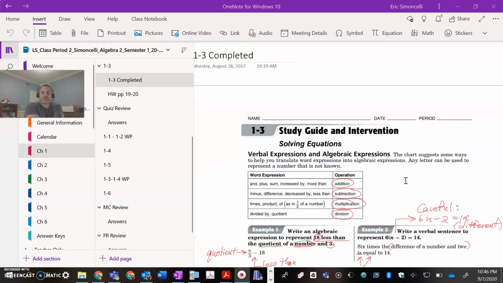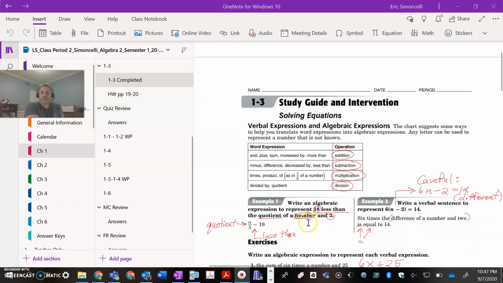Any letter can be used to represent a number that is not known, as you know, in pretty much every algebraic expression you've dealt with. So let's take a look. Word expressions: and, plus, sum, increased by, more than, this would be the operation of addition. Minus, difference, decreased by, less than is subtraction. Times, product of, as in half of a number, would be multiplication. And then lastly, divided by, quotient, for example, is division.